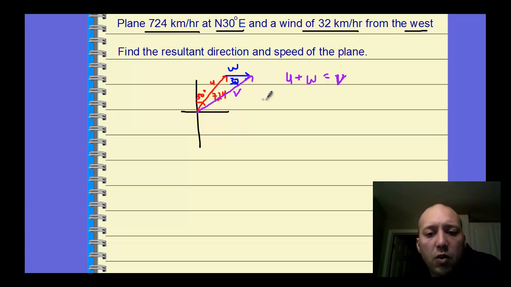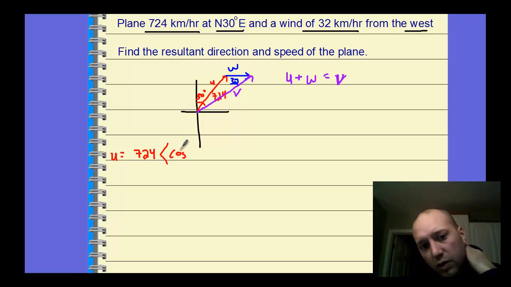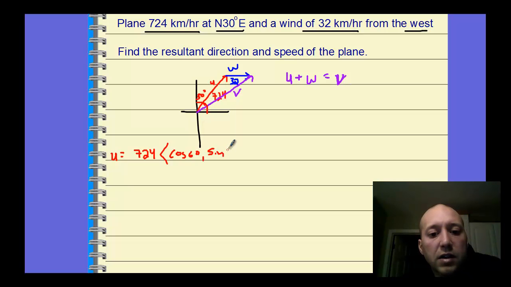So let's first write the two vectors. So vector U is going to be made of our 724 as our magnitude, multiplied by the cosine of our angle. Now, our angle is not 30. It's the angle in standard position. So standard position up there would be 60. So cosine 60, sine 60.